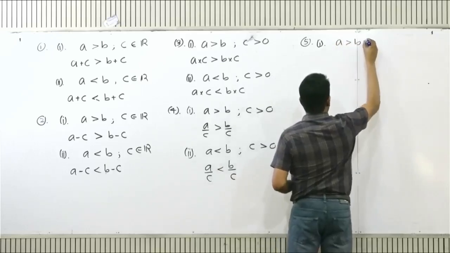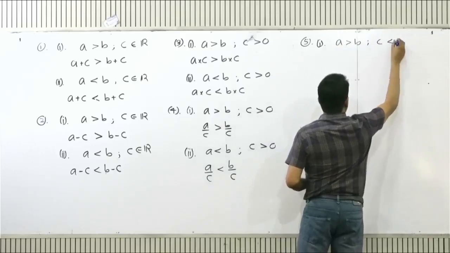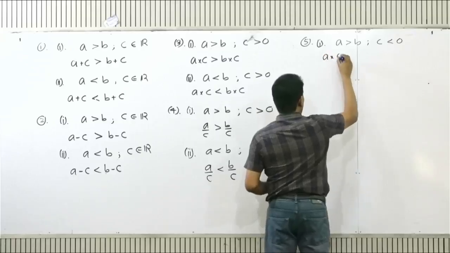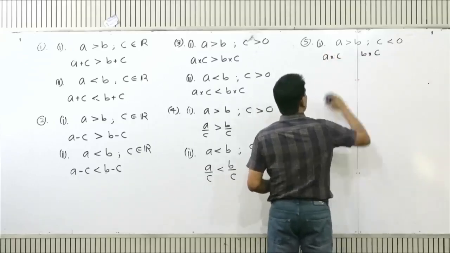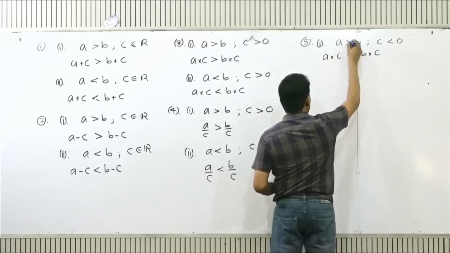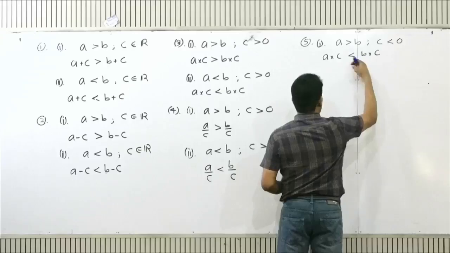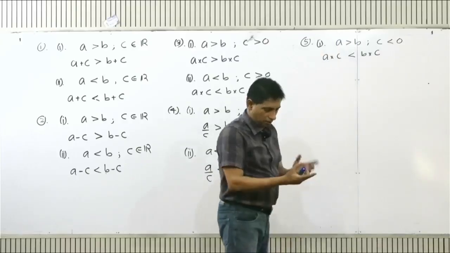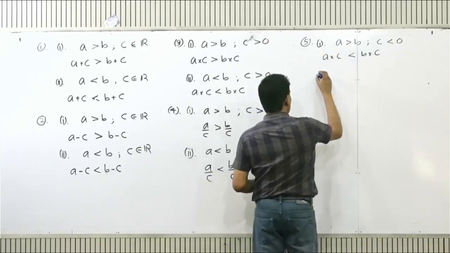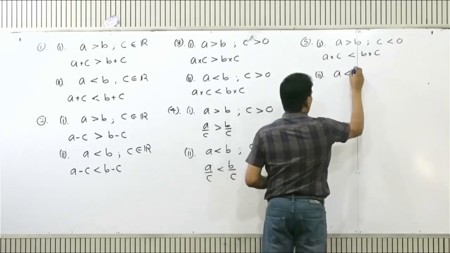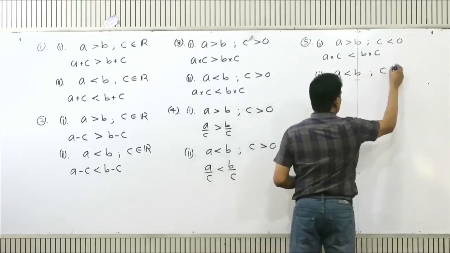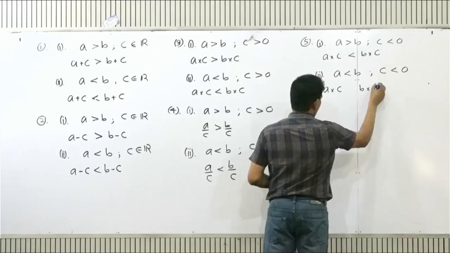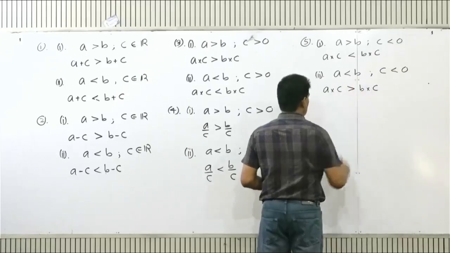A is less than B, C is less than 0, that means C is negative. Then we can multiply both sides by C. Then the inequality mark changes. That means the inequality mark reverses. That is the word: the inequality mark reverses, right? Second one, A is less than B, C is less than 0. Then we can multiply both sides by C. Then this inequality mark reverses.